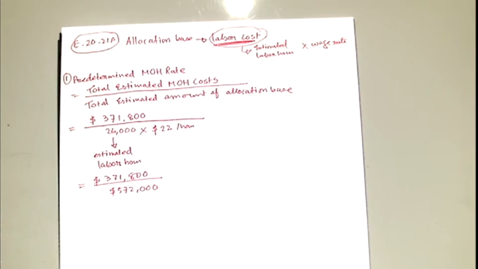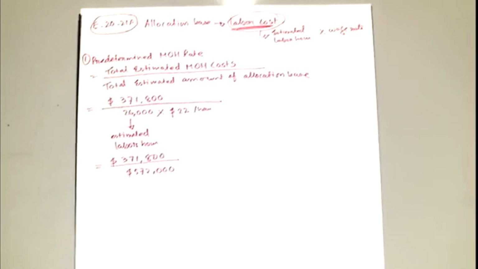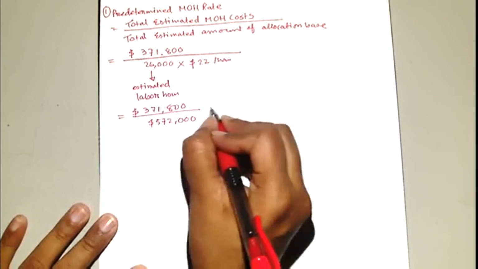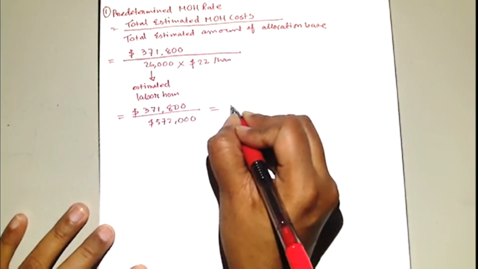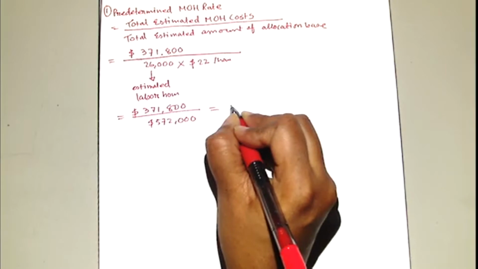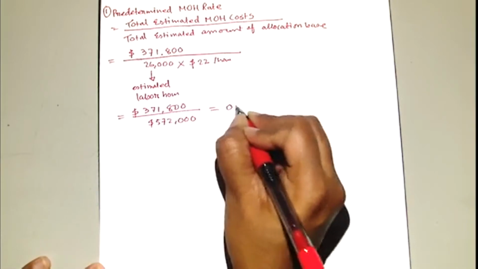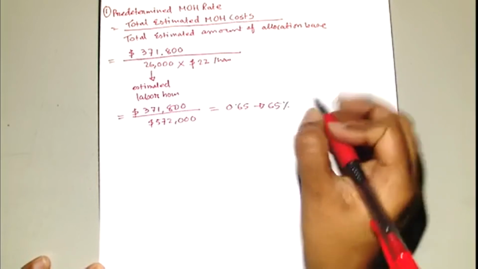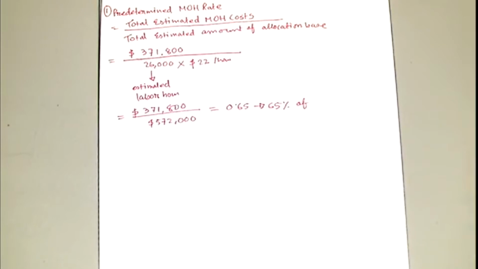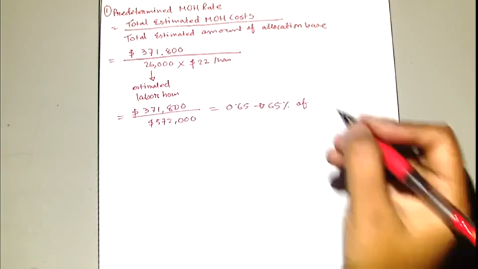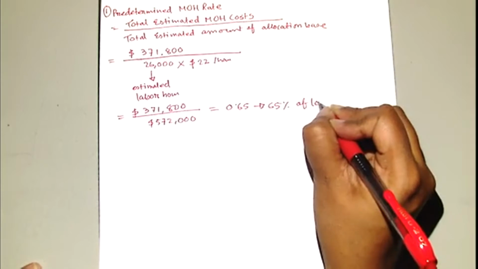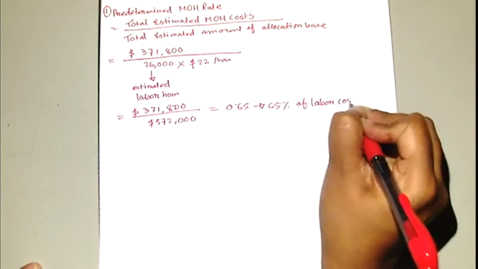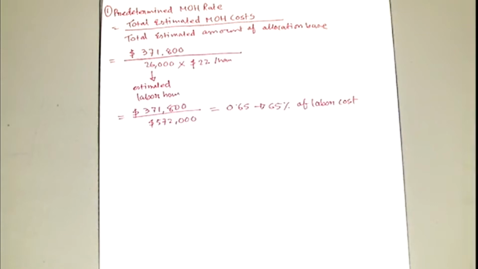572,000. That's your estimated labor cost. Now, if you divide these two, you will get your rate, which is how much? 0.65. That means you can also express it in terms of percentage, 65% of your labor cost. So whatever will be your actual labor cost, if you take 65% or multiply by 0.65, you will get your overhead allocation. Again, our allocation base is labor cost. That's the tricky part. So you have to be careful what is your allocation base.